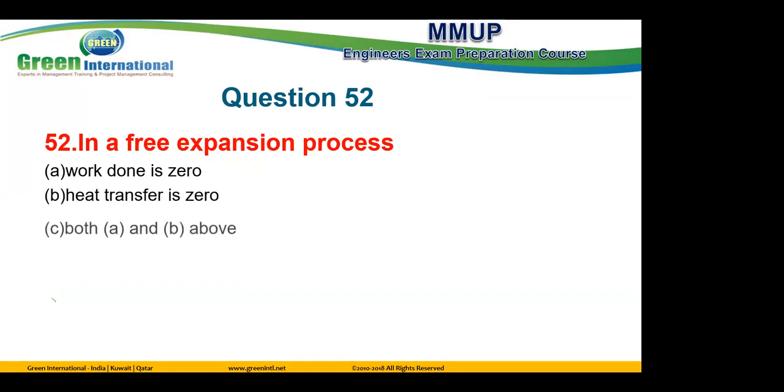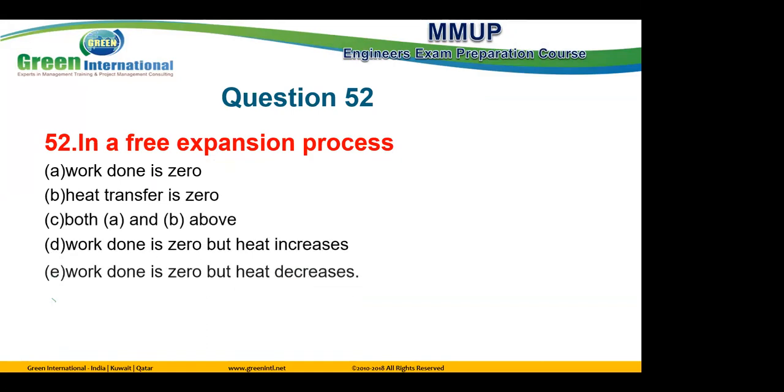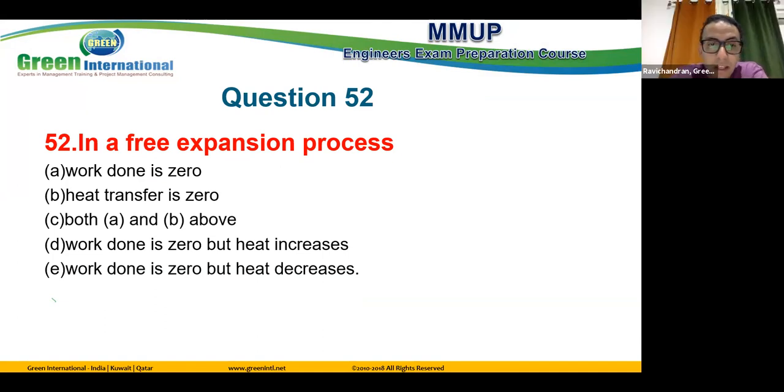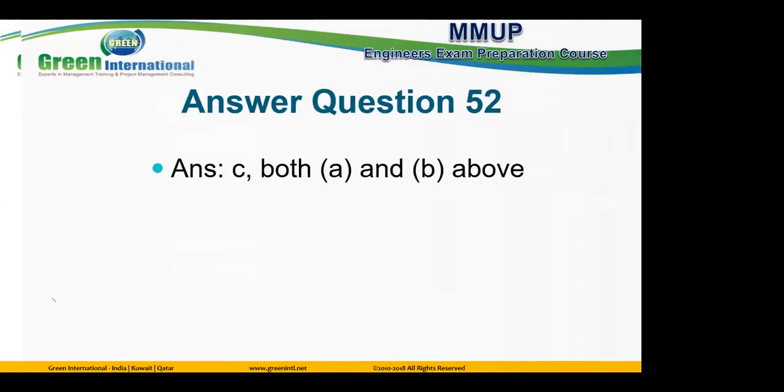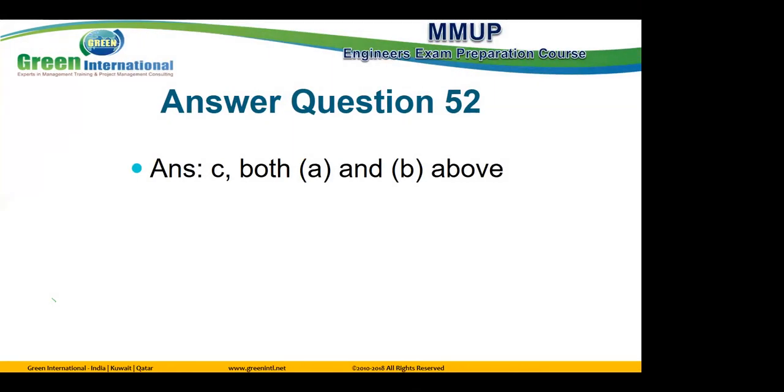Free expansion process. Work done is 0. Yeah, we agree with you. Work done is 0. But actually, heat transfer is also 0. So the answer is NB.